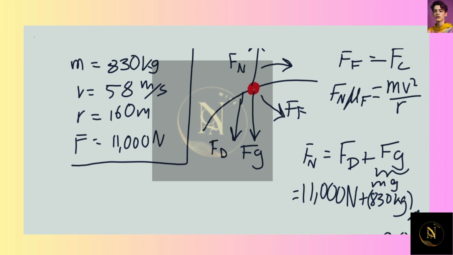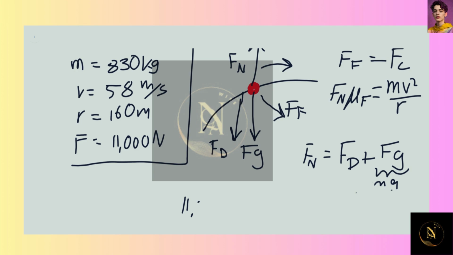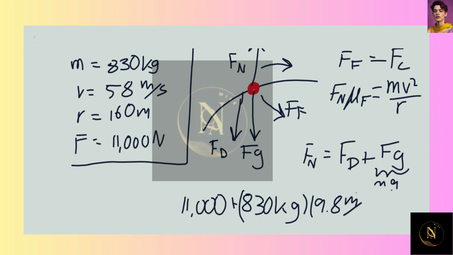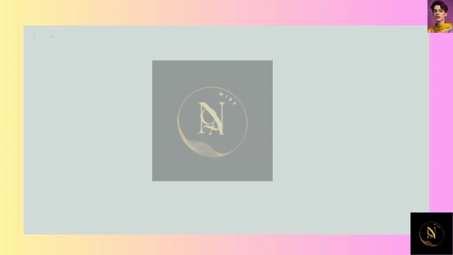Actually, let's write this on the next page. It's running out of space here. But you get the picture. It's 11,000 plus 830 kilograms times 9.8 meters per second squared. And when we solve that, we are going to find that our normal force is equal to 19,134 newtons.